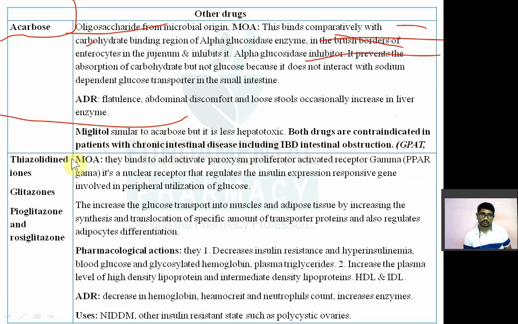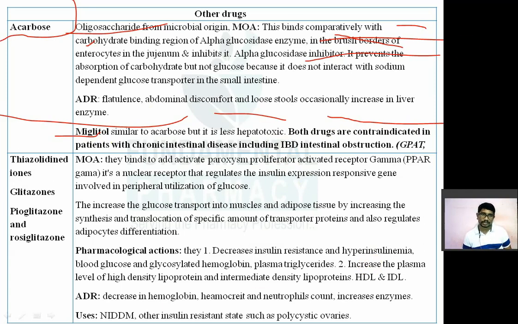So miglitol is similar to acarbose but less hepatotoxic. Another drug from this category is voglibose. Voglibose is also similar to miglitol and acarbose. Both drugs are contraindicated in patients with chronic intestinal disease, irritable bowel disease. So those patients who are having irritable bowel syndrome, these drugs are contraindicated.